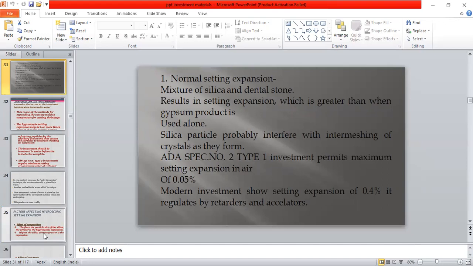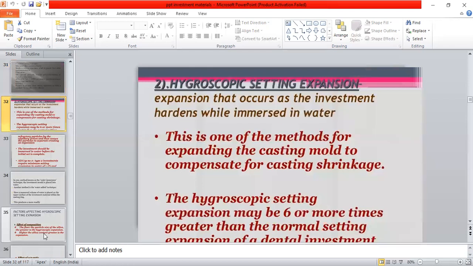In type 1 investment, it permits maximum setting expansion in air of 0.05%. In the modern investment, it shows a setting expansion of 0.4%, and it is regulated by retardants and accelerators. So normal setting expansion ranges between 0.05% to 0.4%. Next comes the hygroscopic setting expansion.